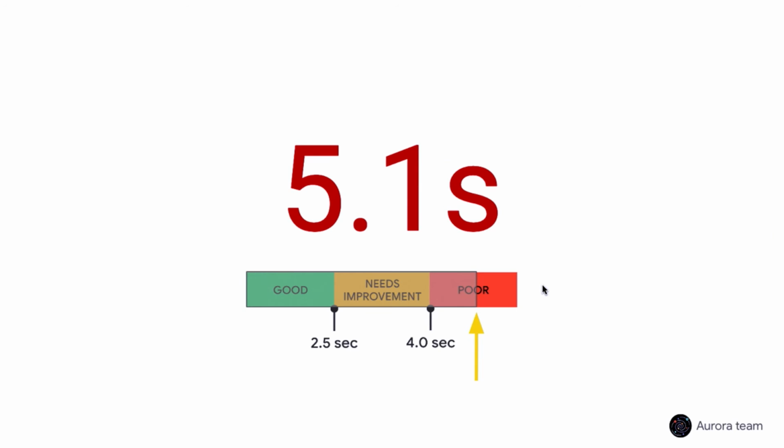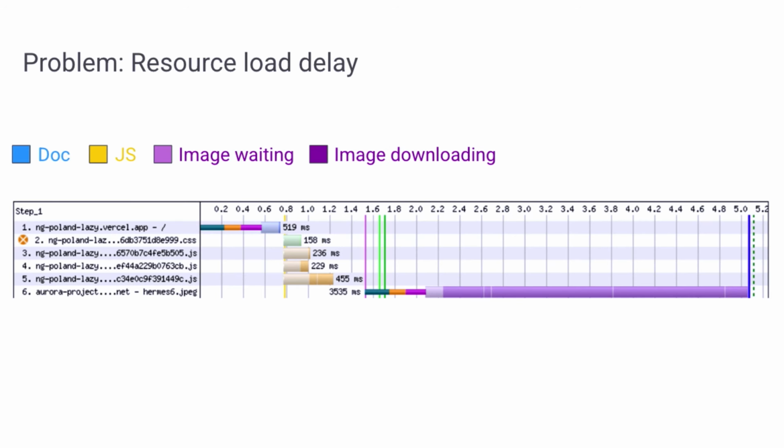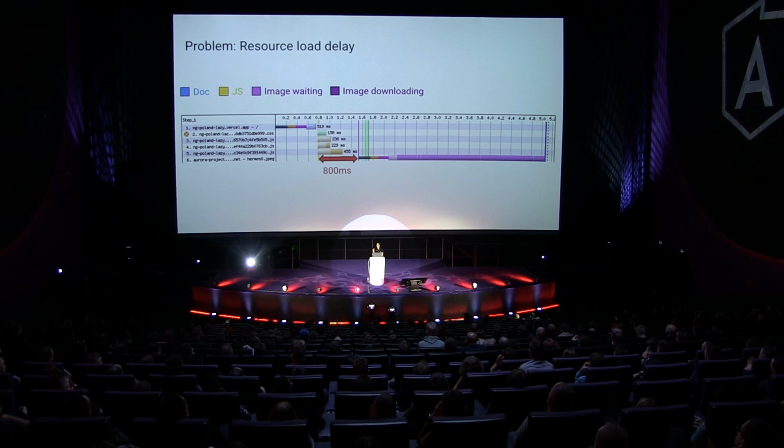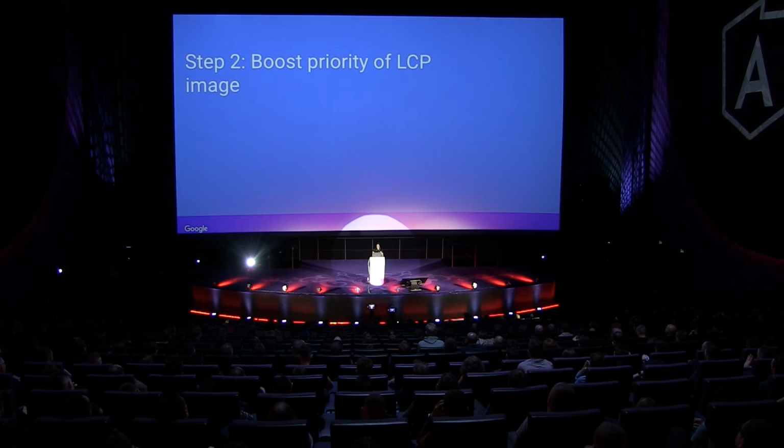And that improved our LCP by over 2 seconds, from 7.8 to 5.1. But we still have some issues. So another thing we want to address is something called resource load delay. You can see that there's an 800 millisecond period between when the document is downloaded and ready to request things, and when we first start trying to connect to the image origin. So we want to try to move that over to the left if we can.